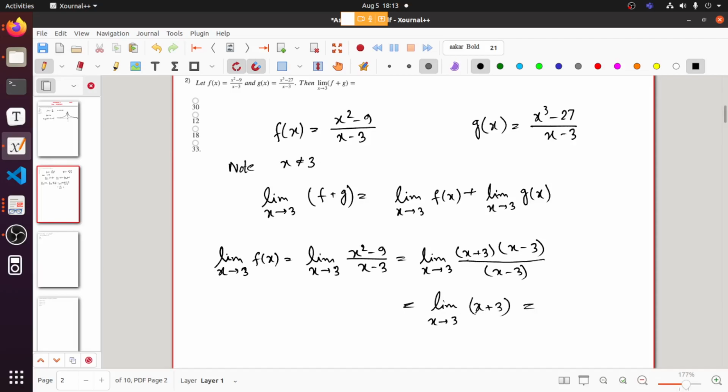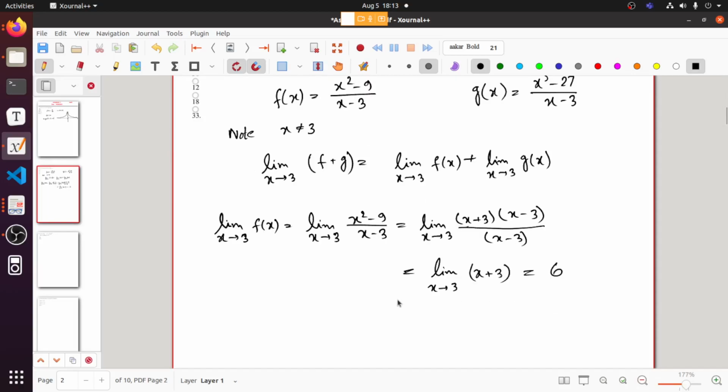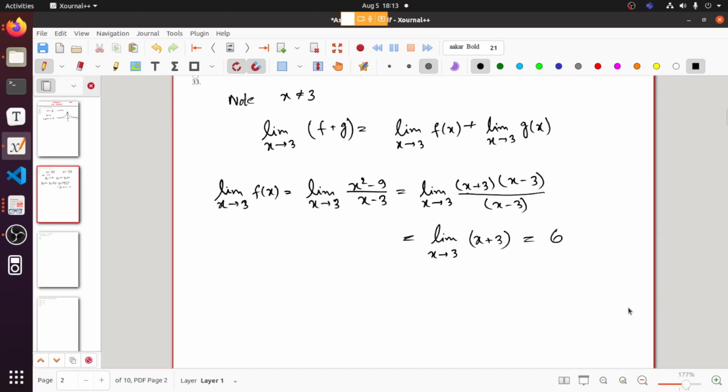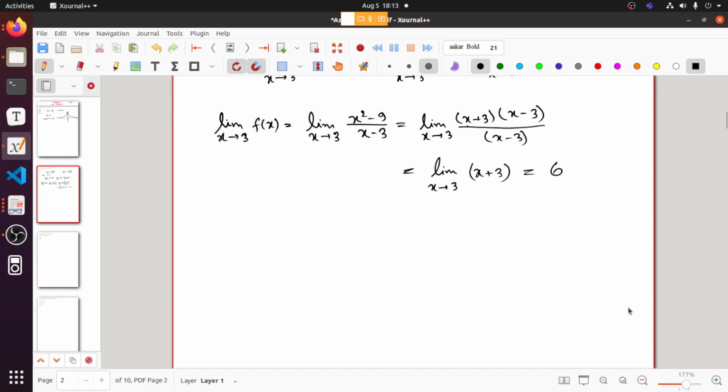Now as x tends to 3, you can put in the value, right? So what will be the value of the limit? It will be 6, right? Is it fine, the limit of f(x)? Okay. So now come to the limit of g(x). It will be similar to f(x). What will be the limit as x tends to 3 of g(x)?